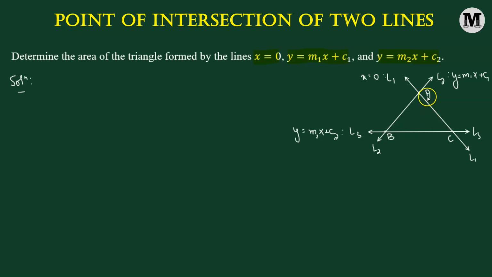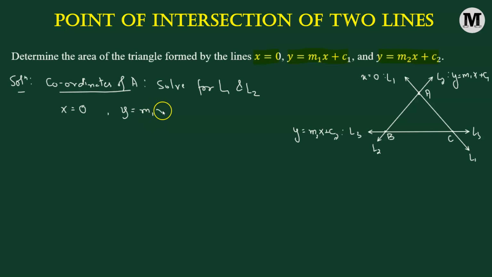Now that's a very simple task. To find the coordinates of each of the vertices A, B and C, we need to solve two of the equations at a time. To find the coordinates of the point A, we need to solve the equation for the line L1 and the line L2. We have line 1 given by x equals 0 and line 2, y equals m1x plus c1. If we substitute x with 0, we get m1 times 0 plus c1, which gives y equals c1.